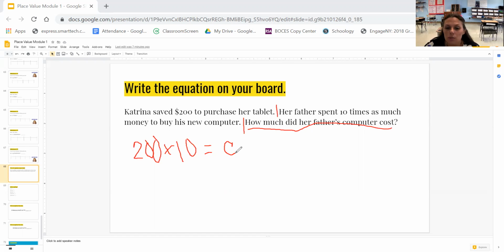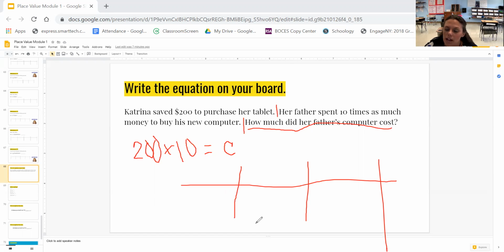What I'd like you to do, if you want to go ahead and draw your place value chart, you have 2 in the hundredths place, you're multiplying it by 10. How much did Katrina's dad, how much did he spend on his computer? 200 times 10.